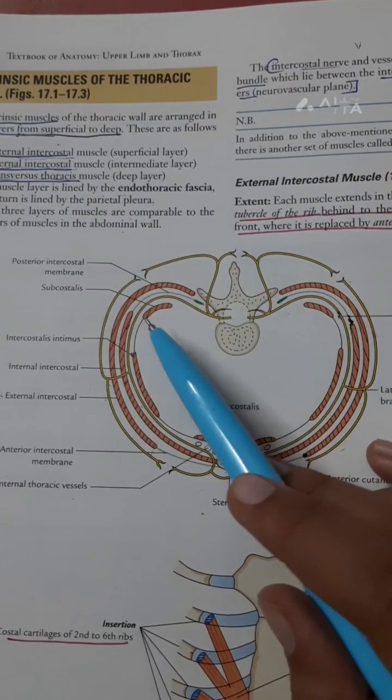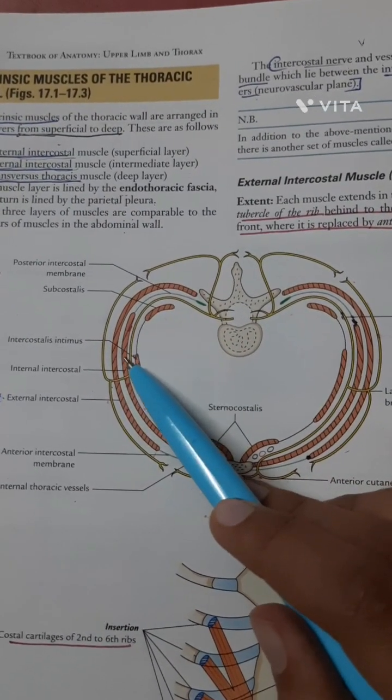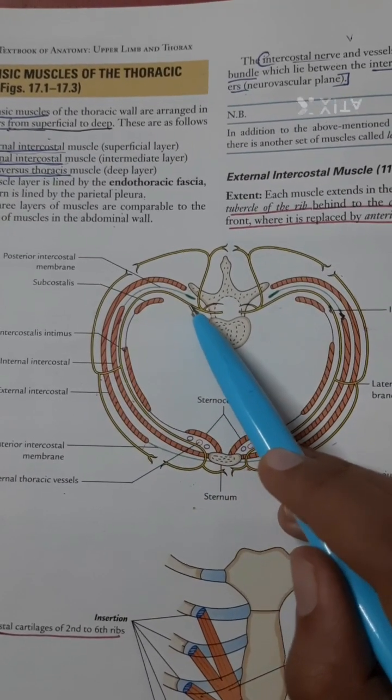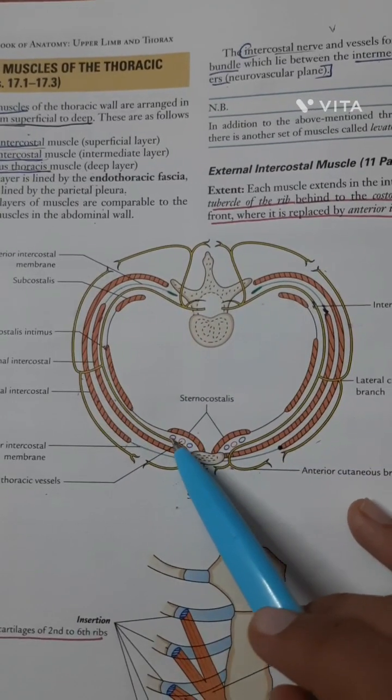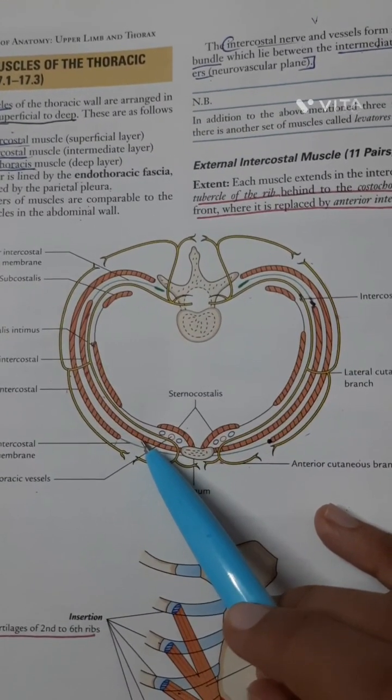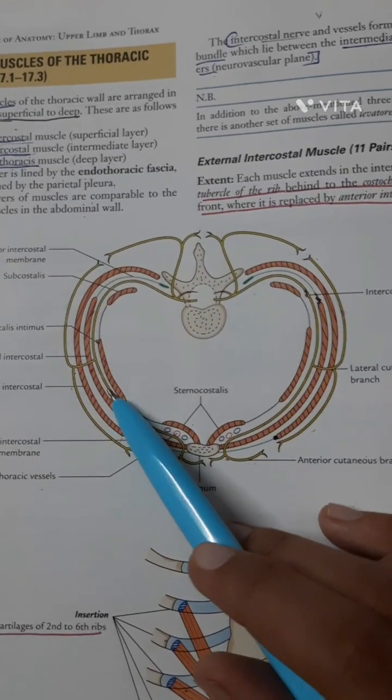We can see in this diagram. So this is the internal intercostal muscle, and this is the transversus thoracis muscle. So the intercostal nerves and vessels, here we have the nerves and vessels, they lie in between the internal intercostal muscle and the transversus thoracis muscle.